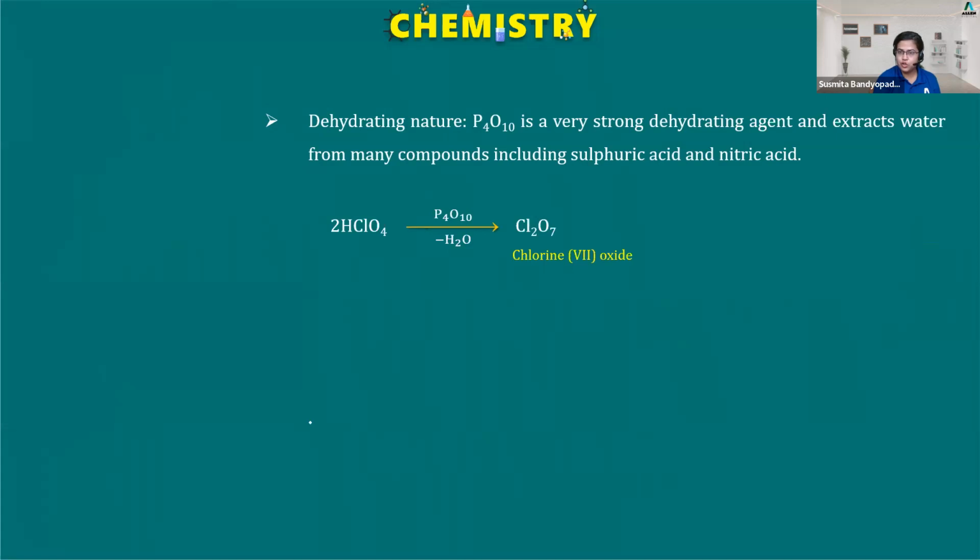You know very well, though we mostly call it P2O5, that P4O10 is the dimer of P2O5. It acts as a dehydrating agent. So P4O10 will remove water from perchloric acid and form Cl2O7. So it acts as a very strong dehydrating agent.